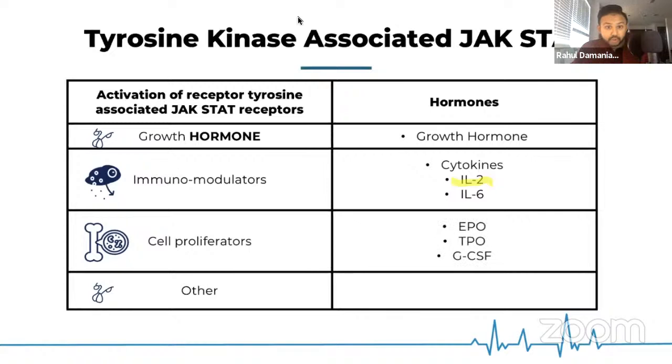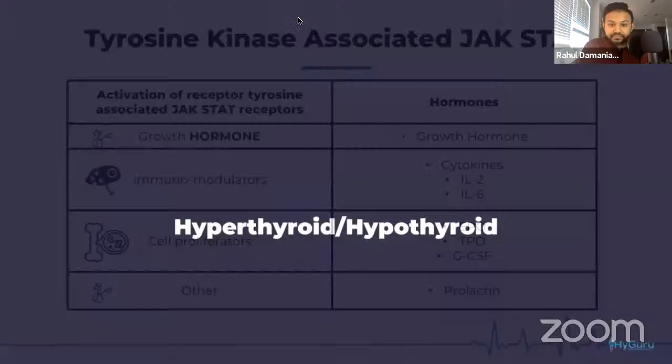Cell proliferators, remember in polycythemia vera, you get an increase in erythropoietin, for example, and that stimulates your bone marrow to increase your cellular production. And finally, remember that prolactin is going to be from the anterior pituitary, just like growth hormone, and both of these hormones are going to be JAK-STAT receptor mediated. What were the other anterior pituitary hormones? That was going to be Gs mediated: FSH, LH, ACTH, and TSH.